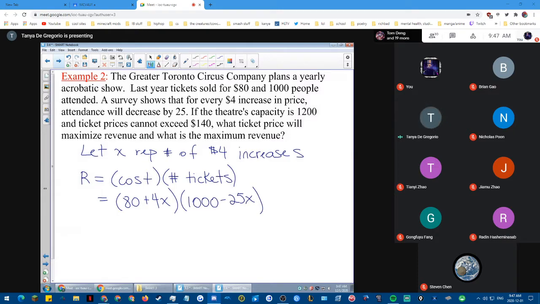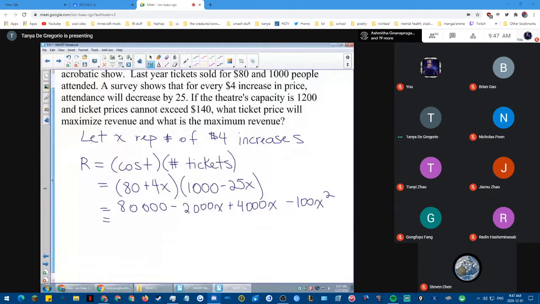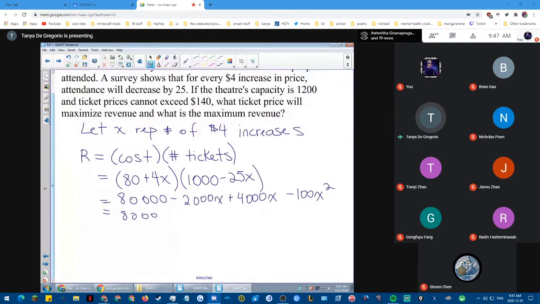Now it's up to you. You can do a product rule, or you can expand and simplify. It's totally up to you. I'm going to expand and simplify to give me 80,000 and then minus 2,000x plus 4,000x minus 100x squared. Cleaning up your middle terms. And now you can take your derivative.